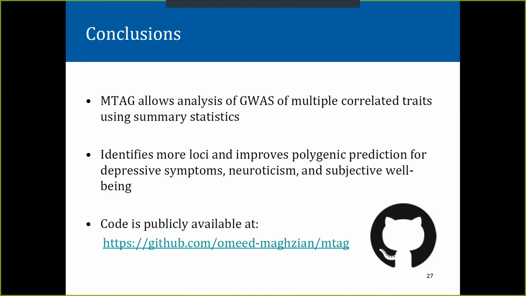And so once you look at them together, MTAG says, oh well, since we have two things that are almost significant in a pair of traits that are highly correlated genetically, that's pretty good evidence that it's actually associated with each of them.